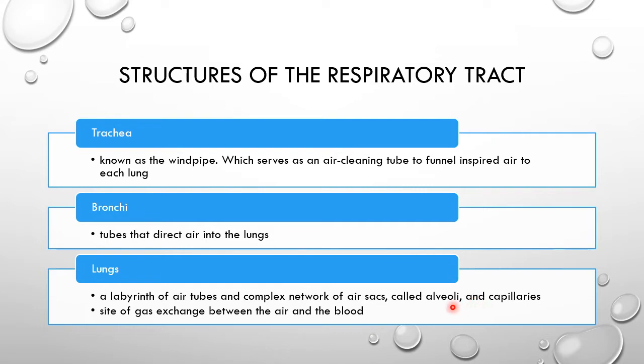Then the lungs, which are a labyrinth of air tubes and a complex network of air sacs called alveoli. This is the functional unit of the lung where gas exchange occurs. And the capillaries, this is the site of gas exchange between the air and the blood.